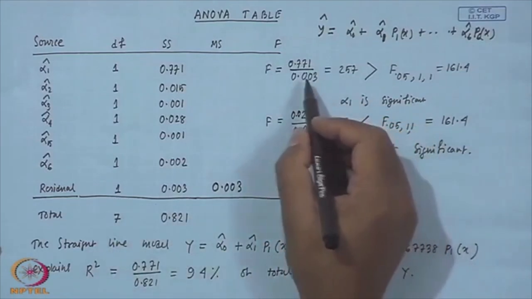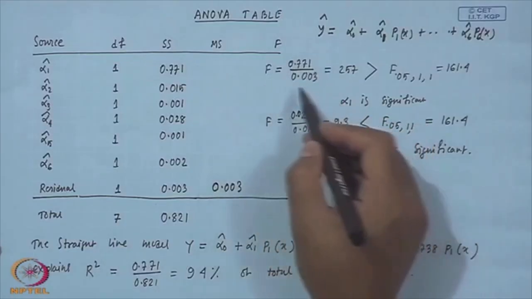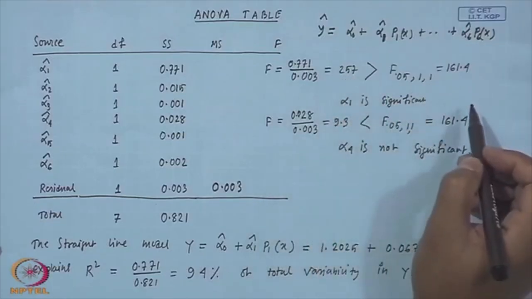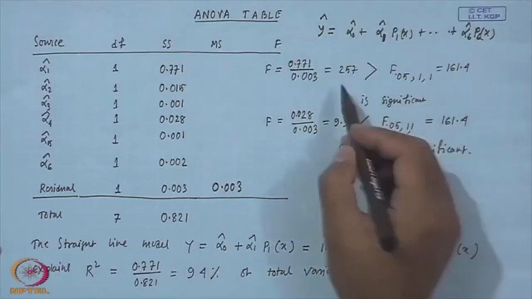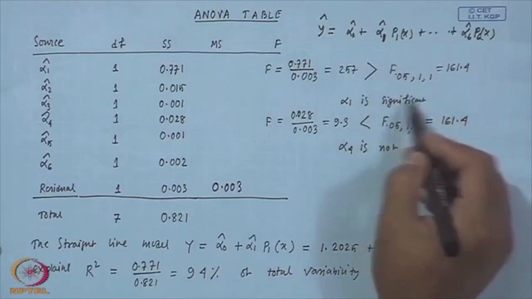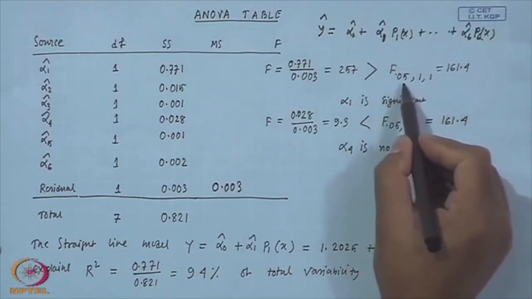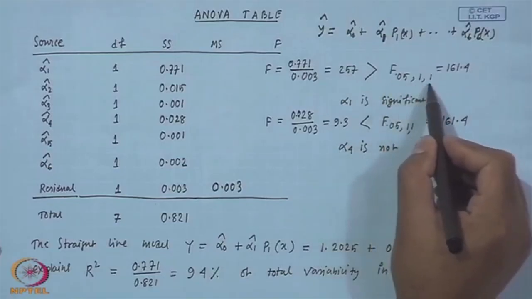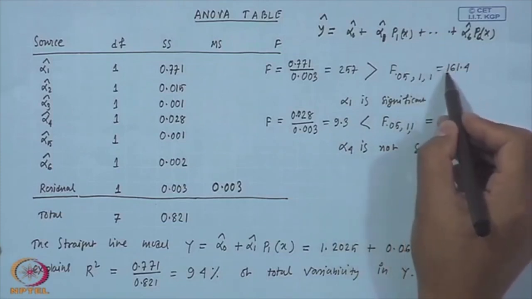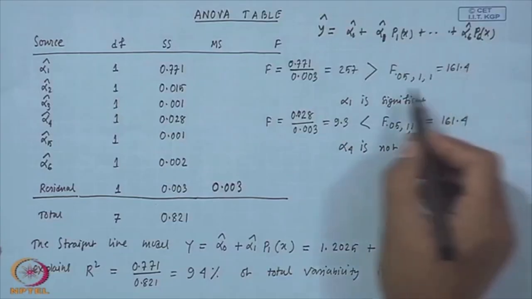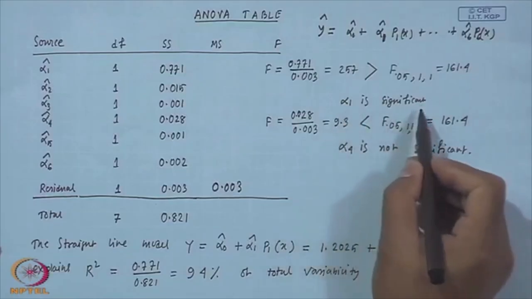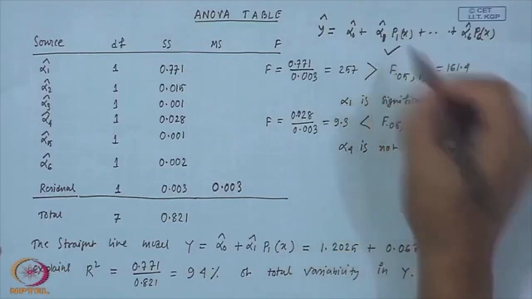This follows an F distribution. This value is 257, the observed value for alpha 1, and the tabulated value you get from the F table, with degrees of freedom 1 and 1. F at 0.05 with 1, 1 you can see from the table is 161.4, and so the observed value is greater than the tabulated value. So alpha 1 is significant, and alpha 1 p1(x) should be there in the model.